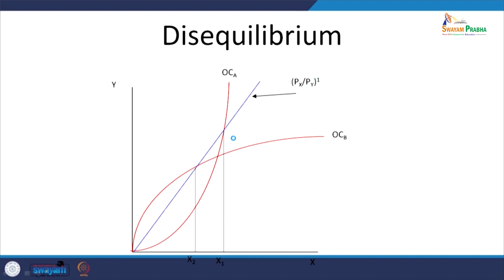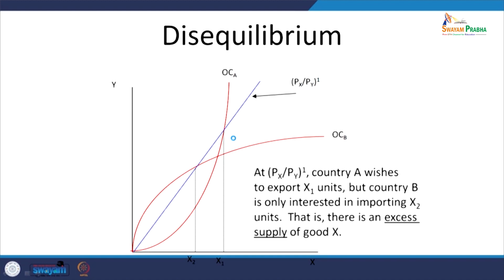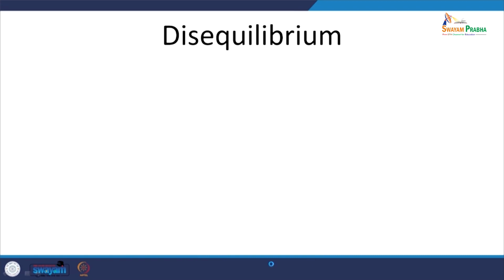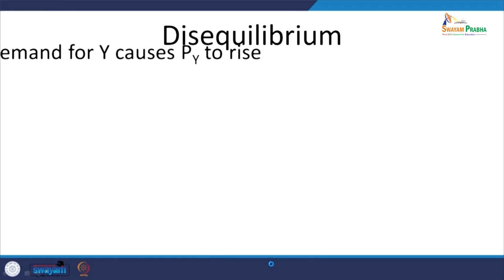Similarly, let us consider the reverse case for explanation. If country 1 wishes to export x1, but country B is only interested in importing x2, there will be a mismatch. So, there will be excess supply. In one case, from the country's perspective, there was oversupply; now we are saying there is excess supply of good X. That will lead to a reduction in the price.